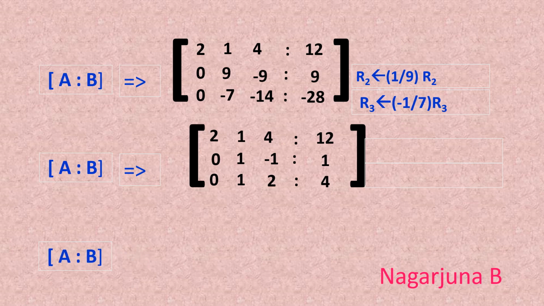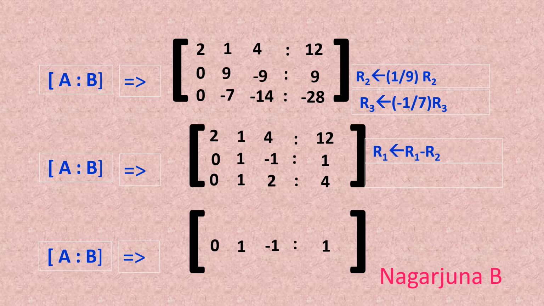So write the augmented matrix A colon B equivalent to. So now here second row is unaltered. For that purpose, write the second row first. 0, 1, minus 1 colon 1. Now, using the second element of R2, that is the 1, you have to make the second element of R1, that is 1, as 0. So what we can write? R1 equal to R1 minus R2.